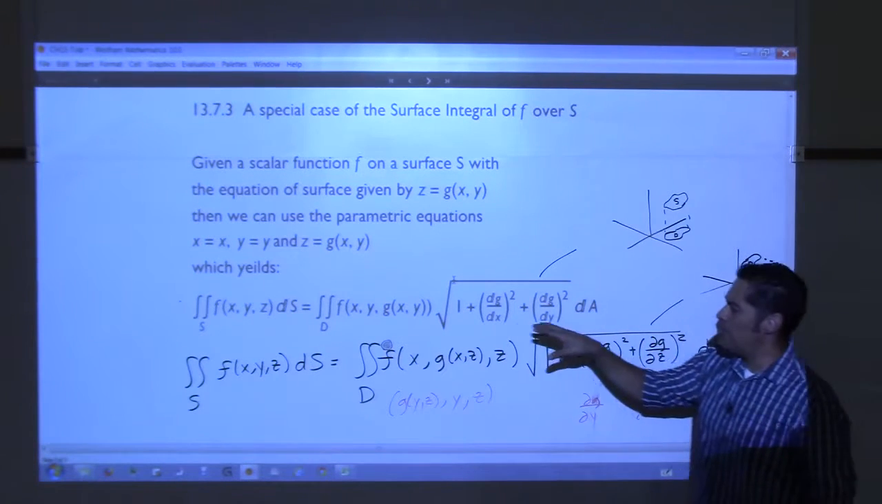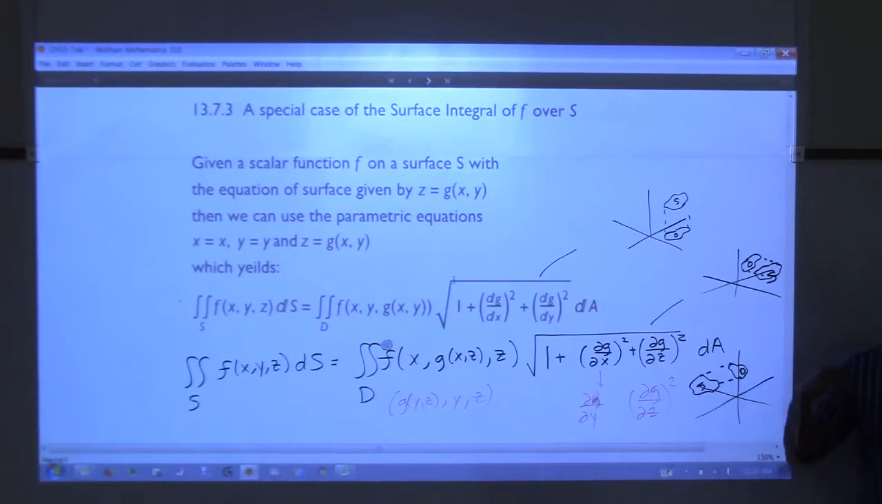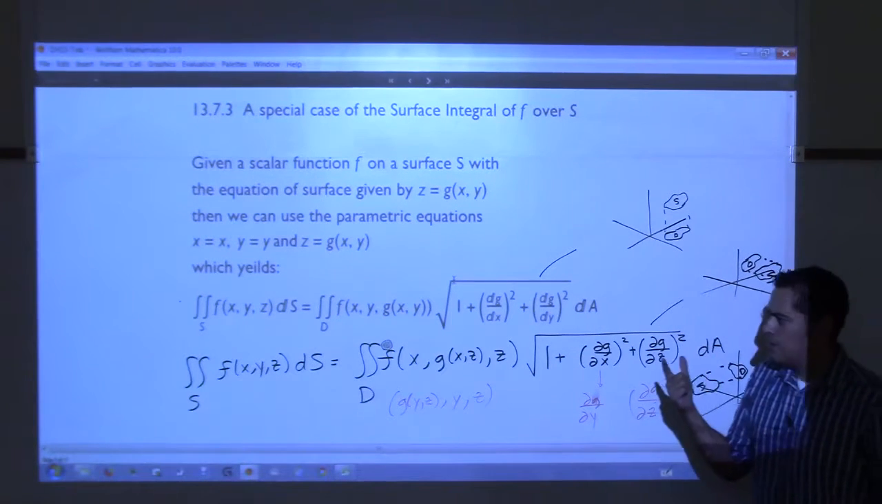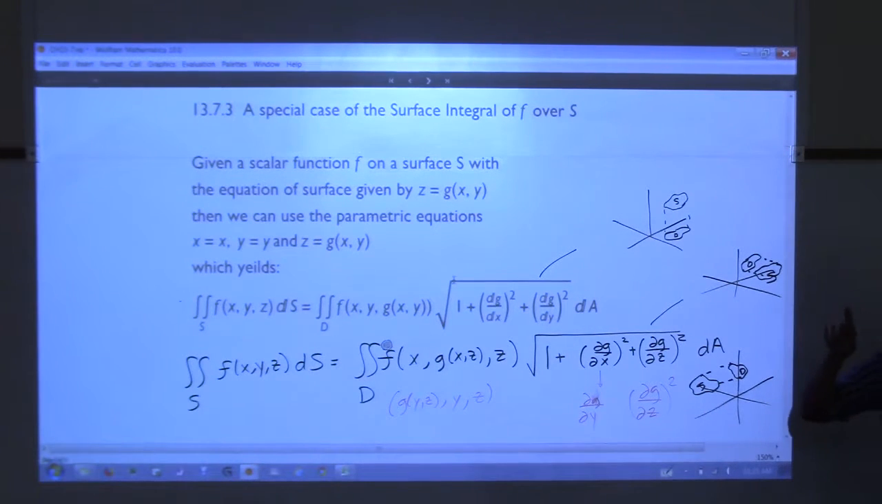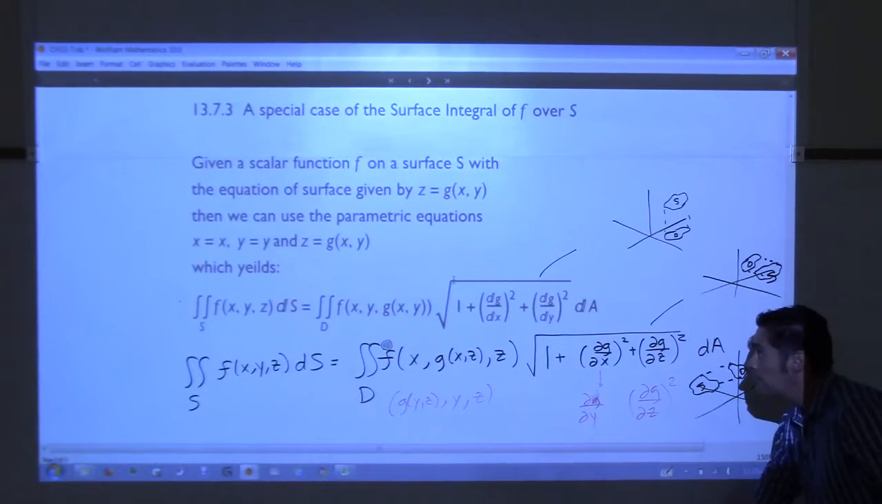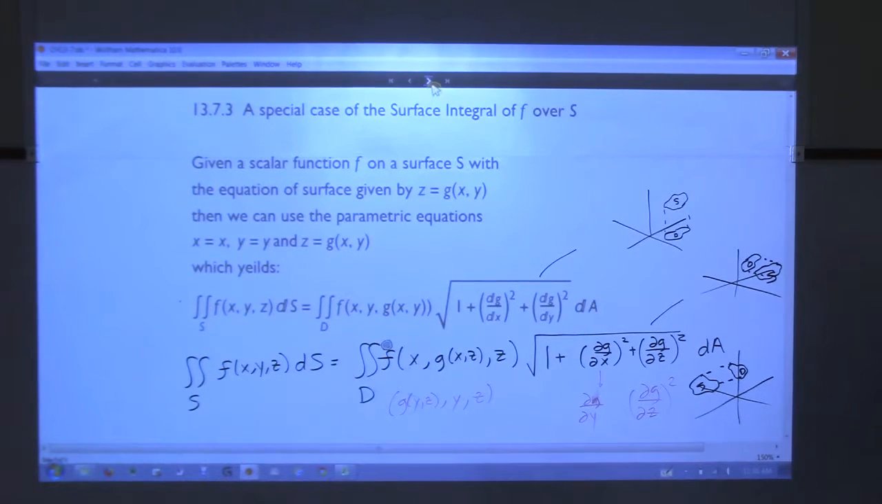What's the advantage of using these formulas over the previous formula? What do you not have to do? You don't have to do the magnitude of the cross product of the partials, and that part in itself can be time consuming. I skipped that whole step on the previous problem because we spent 15 minutes doing it last class. So that's the advantage of these. Now we're going to have to see this in action. So let's get it rolling here.